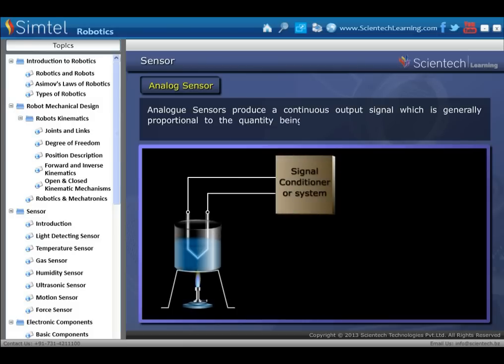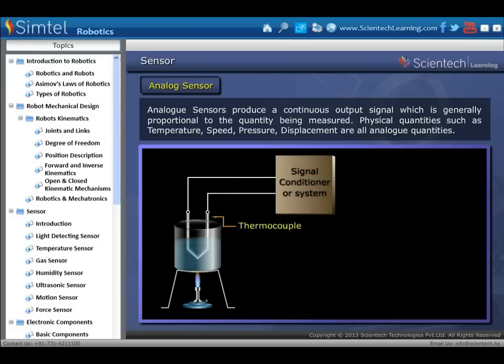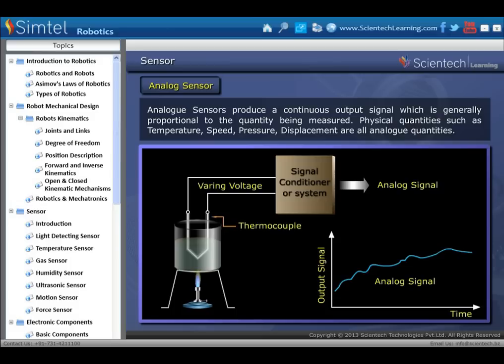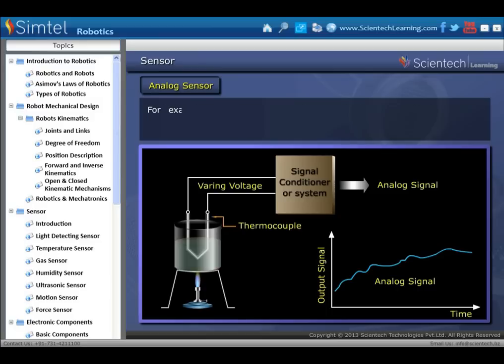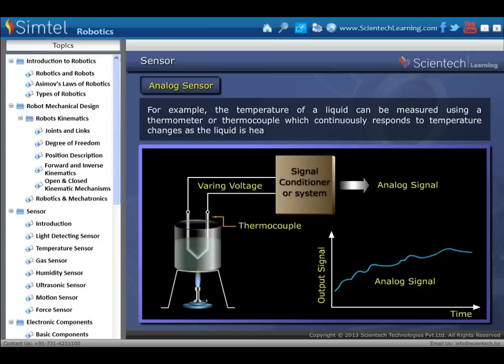First is the analog sensor. Analog sensors produce a continuous output signal, which is generally proportional to the quantity being measured. Physical quantities such as temperature, speed, pressure and displacement are all analog quantities. For example, the temperature of a liquid can be measured using a thermometer or thermocouple, which continuously responds to temperature changes as the liquid is heated up or cooled down.